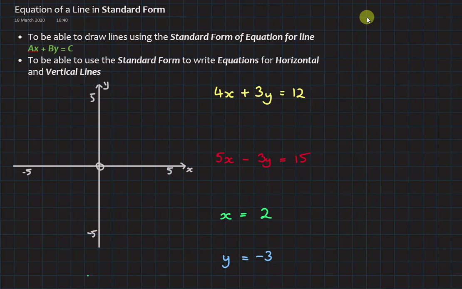So far we've been looking at the gradient intercept form of an equation for a line. There are other forms. There's what we're going to talk about today, which is the standard form. That's where x and y are on the same side and it is equal to a constant. There's a gradient point form, and there's actually a two-point form which effectively calculates the gradient in its process.